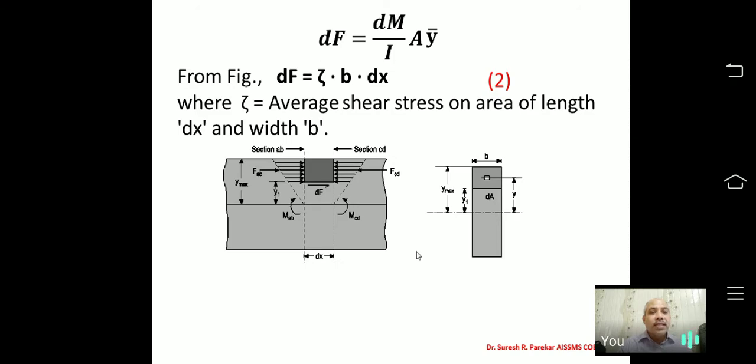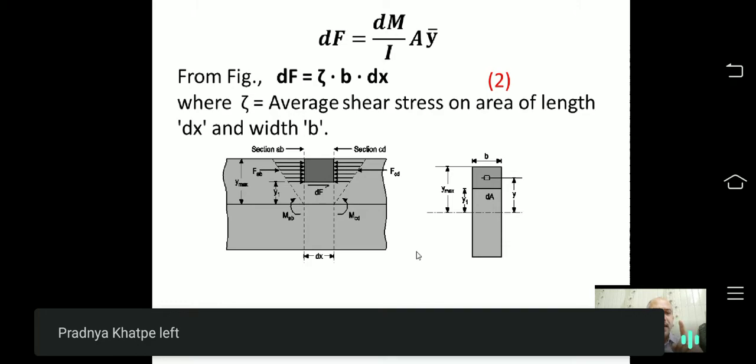Now you can see over here that it is clearly shown. This is dx and b, you can see, that is another figure which is the cross section that is perpendicular to this section. Perpendicular to AB, perpendicular to CD.